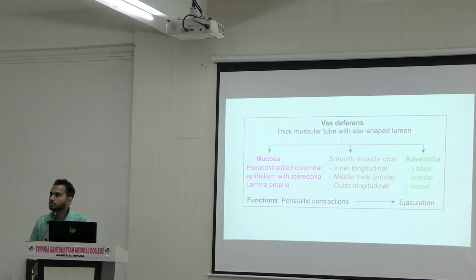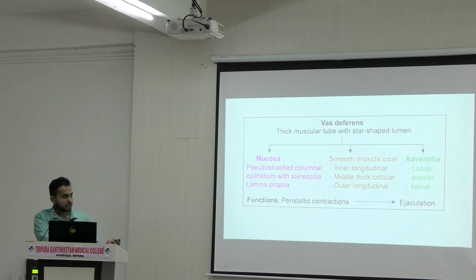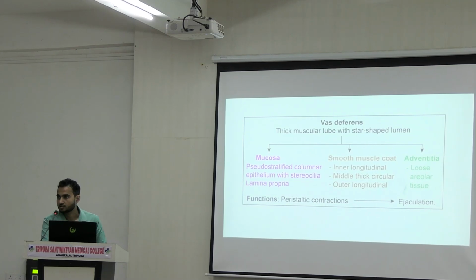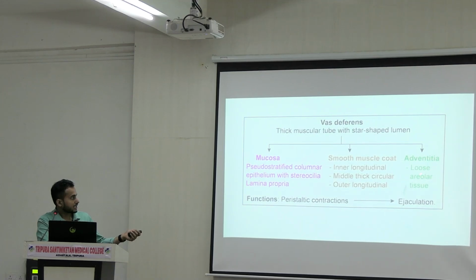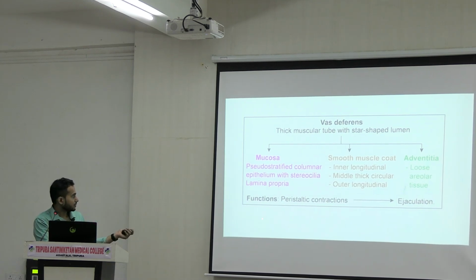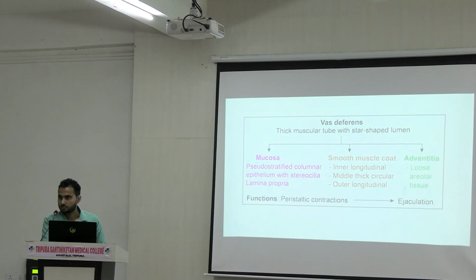The smooth muscle cells are arranged in three different layers: inner longitudinal, outer longitudinal, and in between these two, a middle thick circular layer. Next, the adventitia, which is made up of loose areolar tissue where blood vessels and nerves are present. What is the function? Peristaltic contraction, which helps in ejaculation.